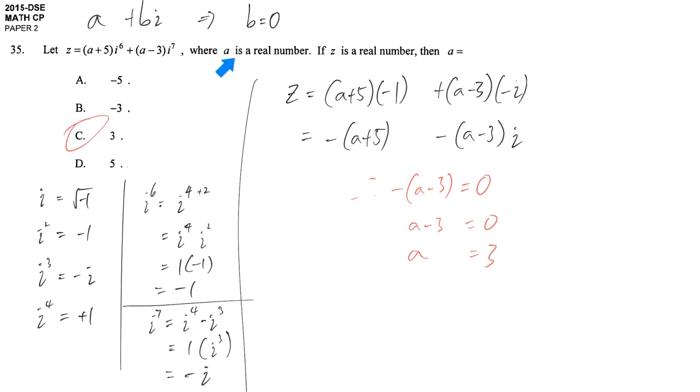To solve this question, the key is whether you know the implication when they say it is a real number. Sometimes they may say that z is a pure imaginary number. And also another thing is that you have to remember i to the power of 4 forms one cycle, and i to the power 1 to i to the power 4 you can express in terms of i.